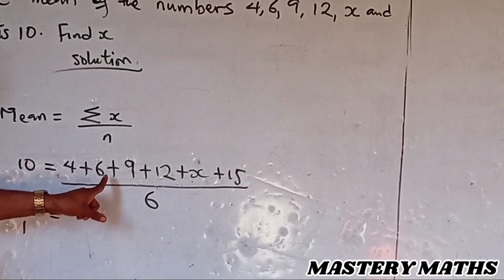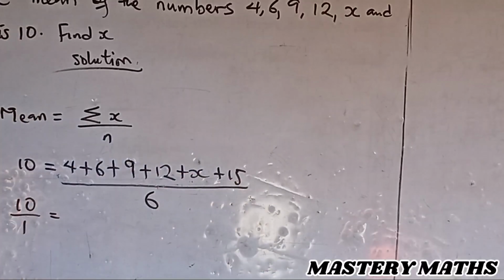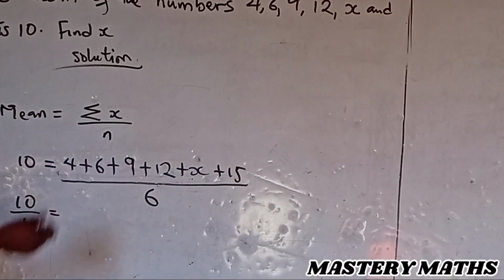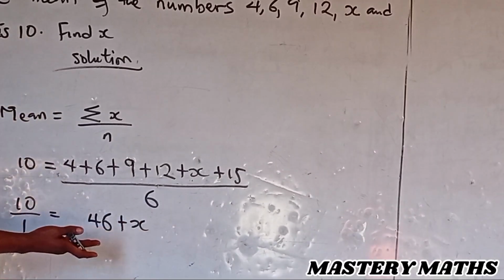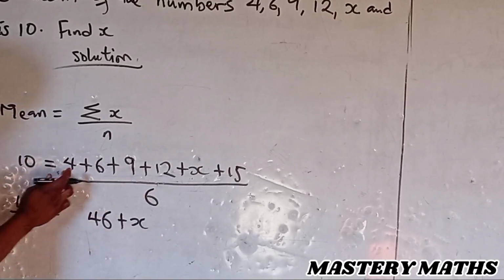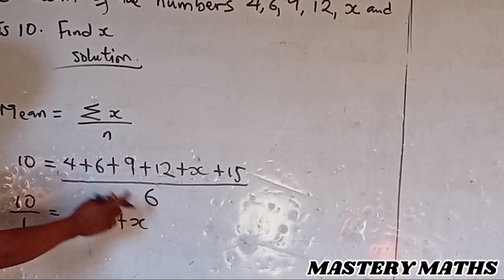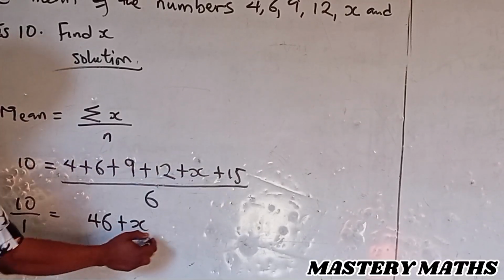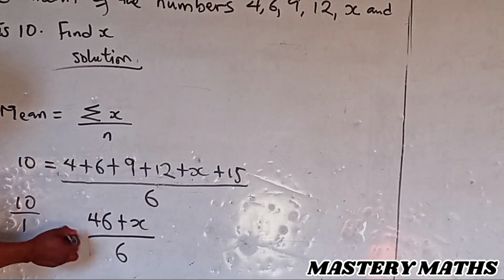Your 4 plus 6 plus 9 plus 12 plus 15 will give us 46. So you have 46 plus x. Remember, we added the numbers, we did not add the variable there. So we say 46 plus x, then all over, you have your 6 here.